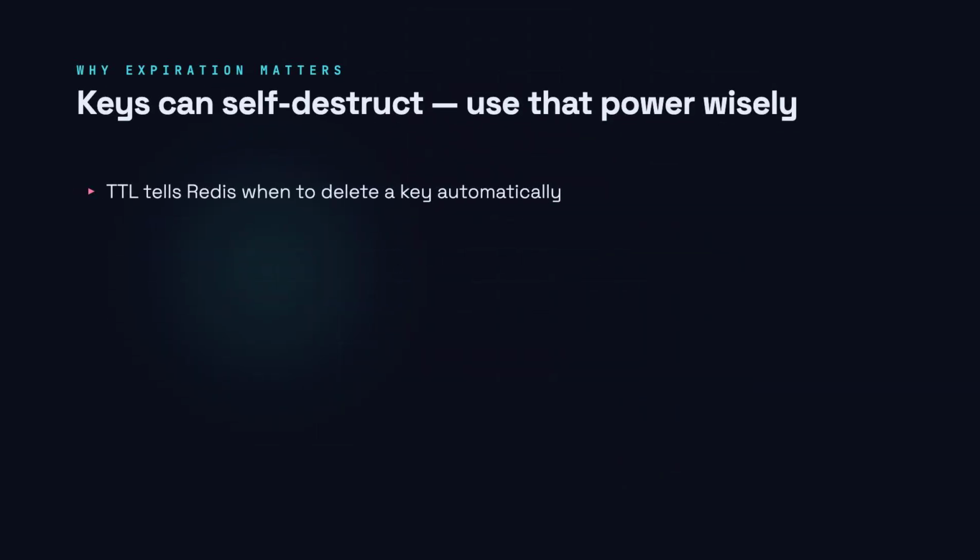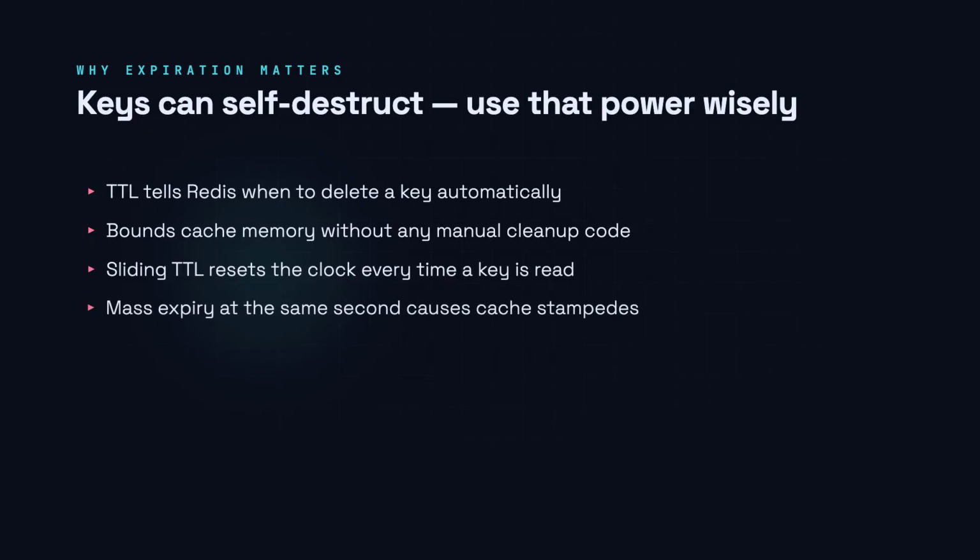Without expiration, a cache grows until Redis evicts data unpredictably or runs out of memory. A TTL delegates cleanup to Redis itself, so your application never has to remember to delete stale data.